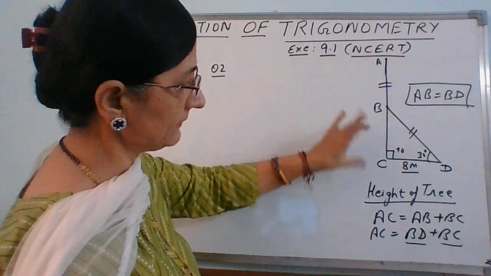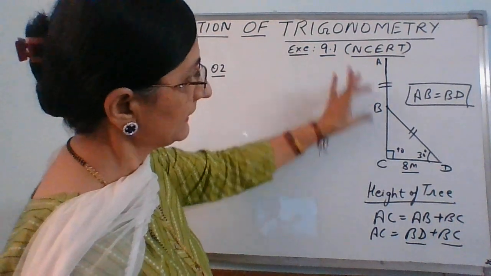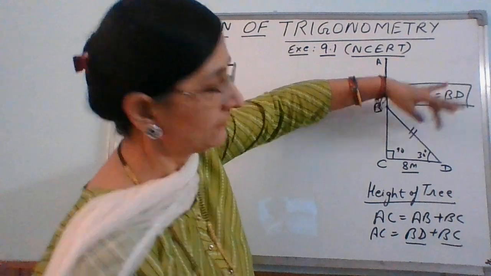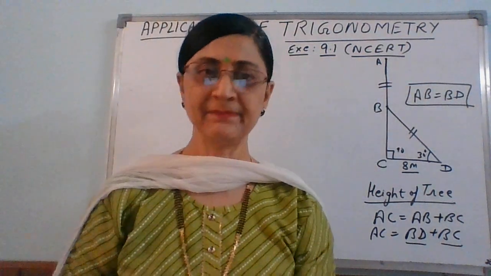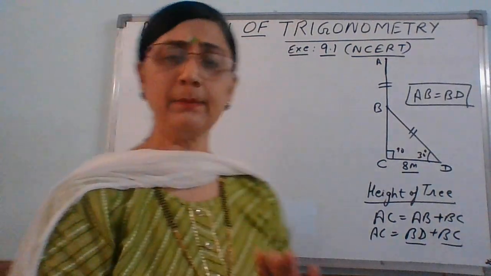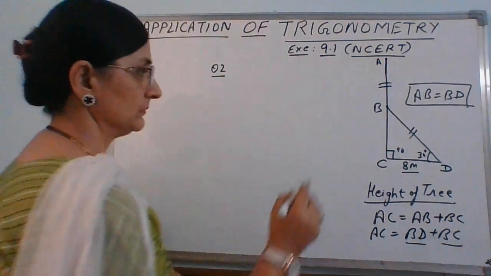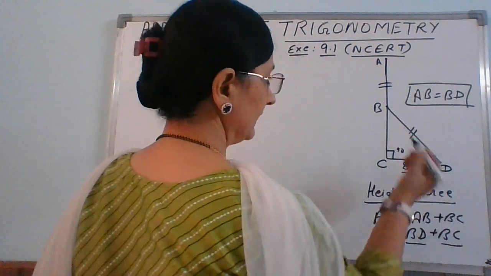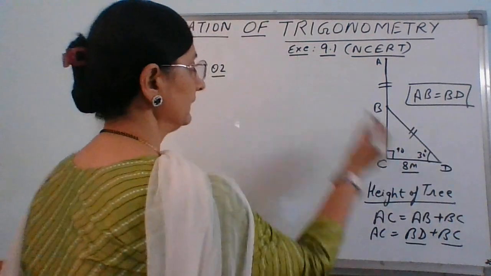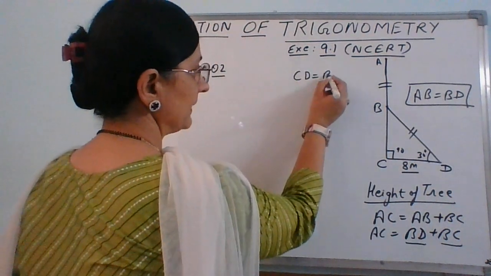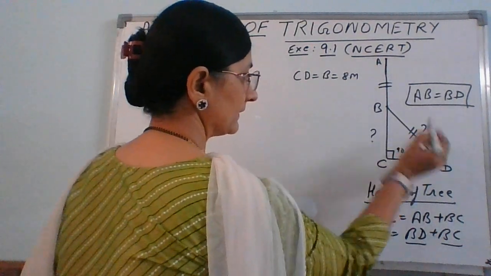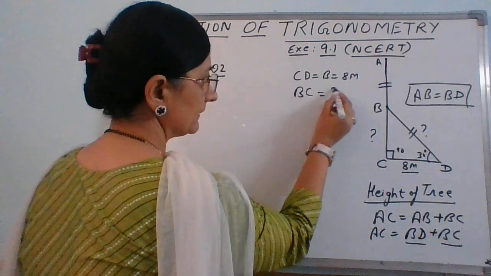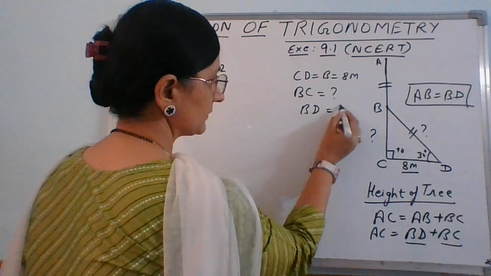So height AC will be equivalent to BC plus... we don't have that, instead we will be using BD. So AC is equal to BC plus BD, right? Now let us apply trigonometry here. Now here we have BC, right? Now what is given? Given is CD and that is base, that is 8 meters. Now we have to find this and this both. So we need to find this also and we have to find this also.